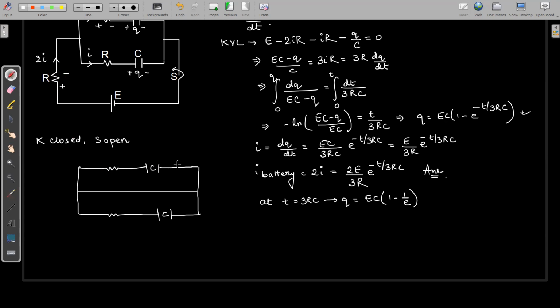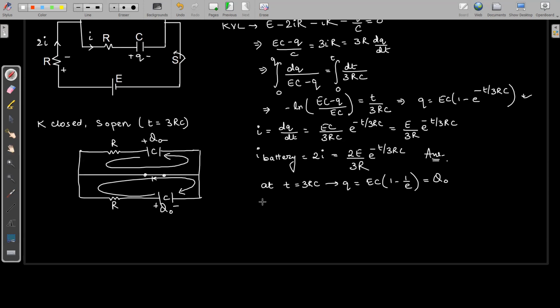But just when we changed the switches, this circuit came into existence at t equal to 3RC. At this particular instant, the charge on the capacitors was, let us say, Q naught. Now you can see that if I close the switch K present here, it will become a discharging circuit. This capacitor will discharge through this path and this capacitor will discharge through this path. And the final charges on the capacitors will become zero.